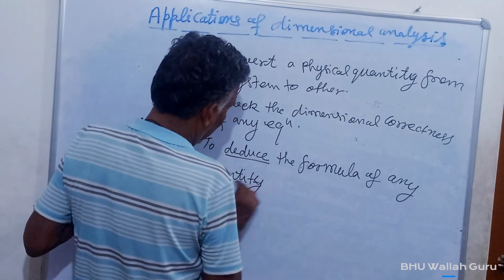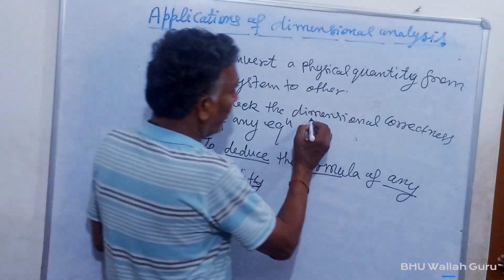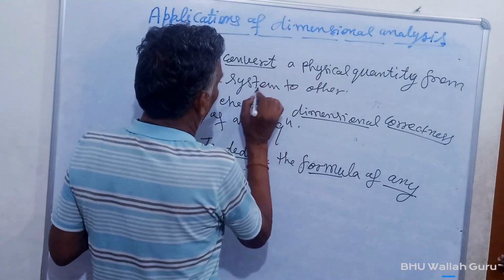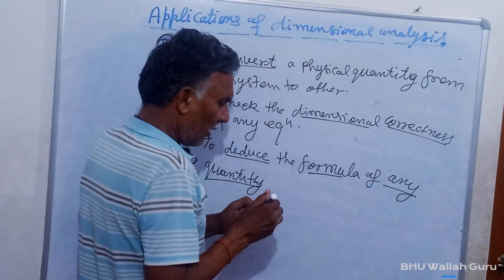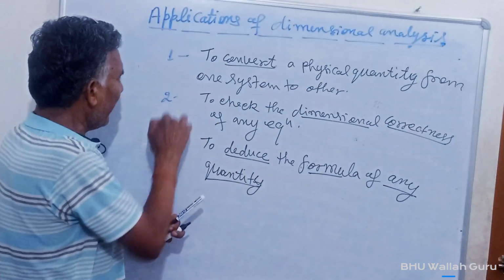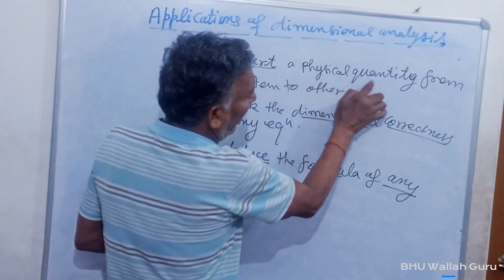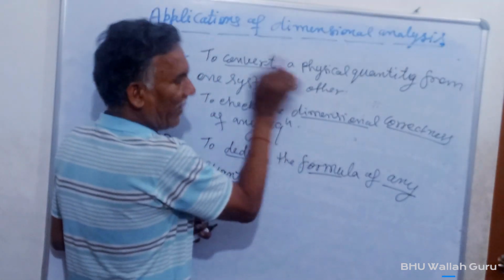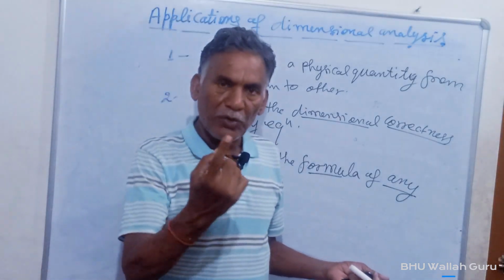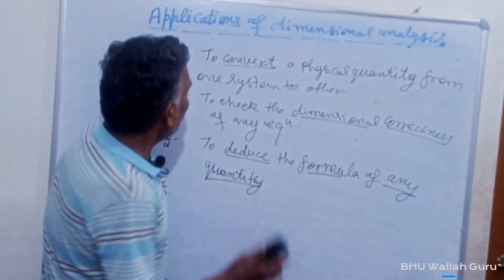These are the dimensional correctness, the conversion of a physical quantity, and the deduction of formulas. Here we will discuss these applications one by one. First, converting a physical quantity from one system to another. For this conversion, there is a particular formula, and that formula is obtained by a simple method.